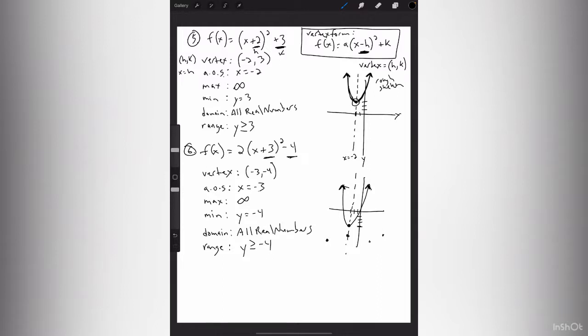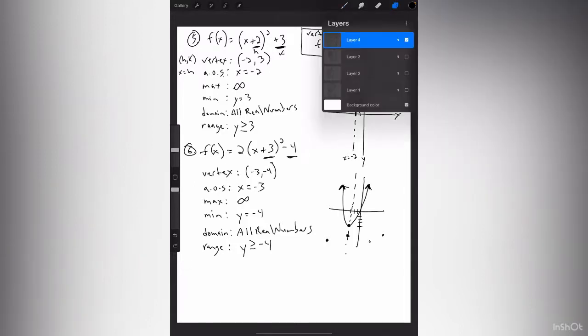And that's number 6. See if I can fit number 7 in down here. Yeah, I'll do number 7 on the next screen. All right, number 7. Number 7 is f of x is equal to -3 times the quantity of x minus 2 squared plus 6.